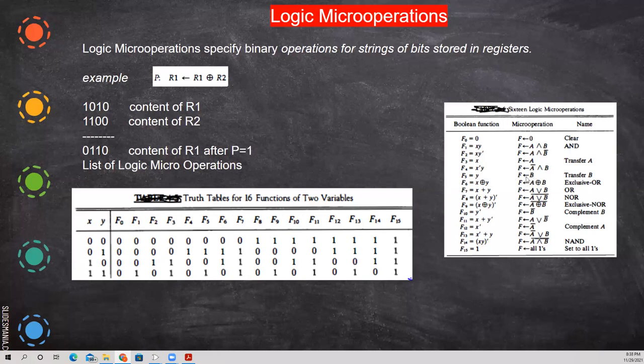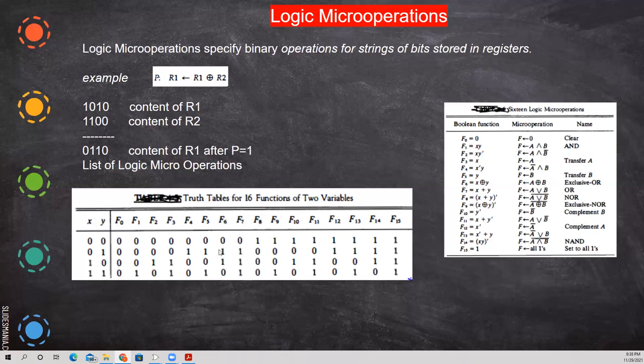So y is equal to b, and here a is equal to x, the x register, a equal to the a register. So this is the representation. These are all variables. When you say it as a Boolean function, you say it as variables. But when you say it in terms of micro operation, you say it in terms of registers. That's why here we call a register and b register. Okay, here they are all variables.